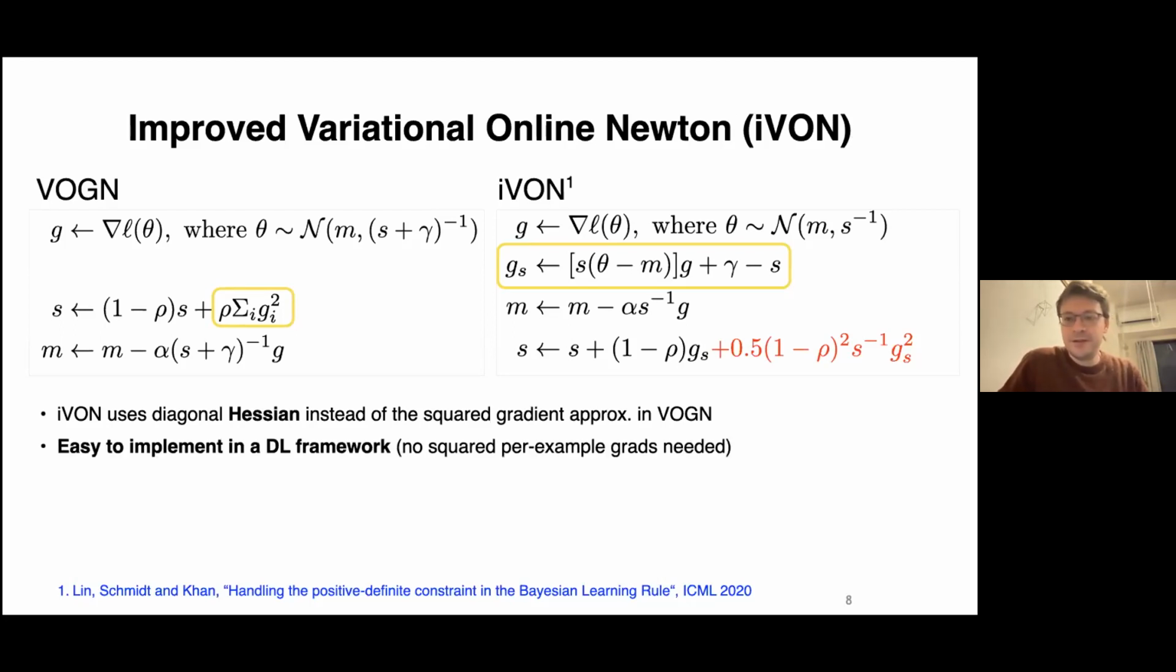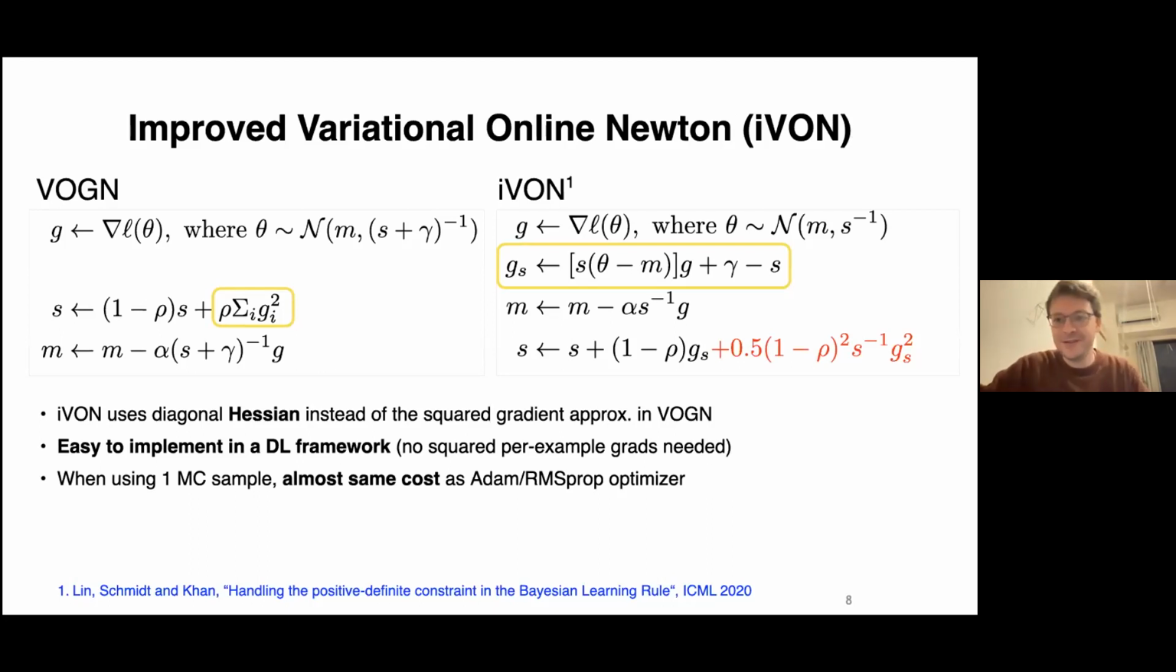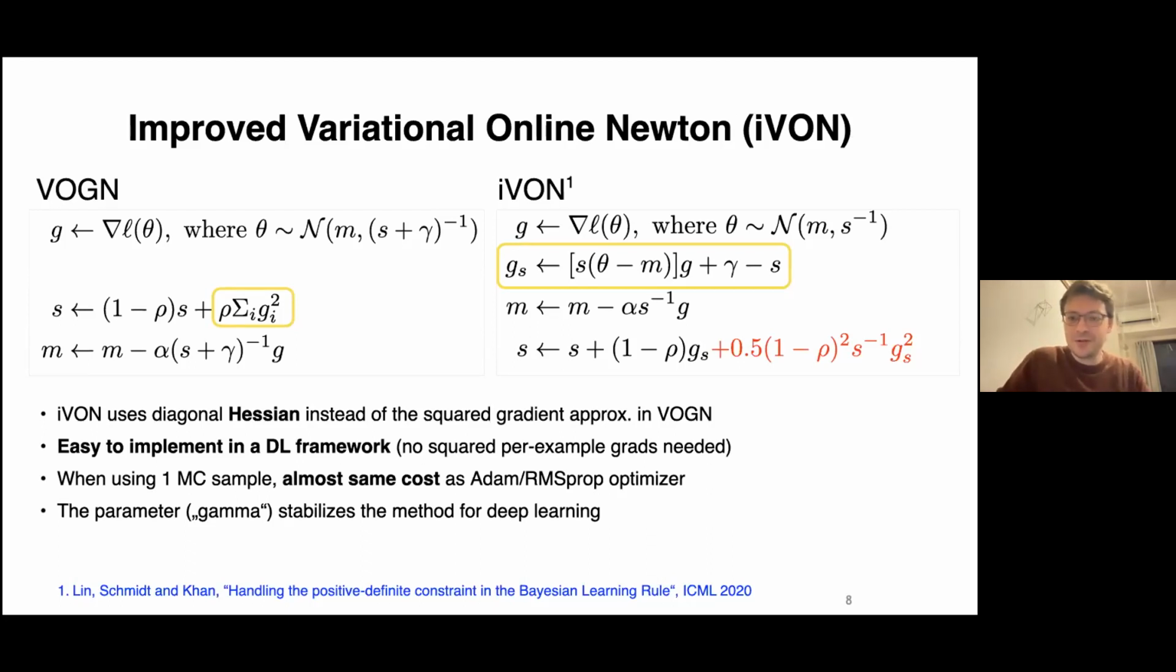It's easy to implement in a deep learning framework. It's about as difficult to implement as Adam. And when using a single Monte Carlo sample to sample the parameters, it has almost the same cost as the Adam optimizer. So there's basically no overhead compared to Adam, but one gets something which is a little bit Bayesian. And there's this gamma parameter, which I did not talk about, but it's some kind of damping or stabilization parameter, which makes the method more stable for deep learning, which we found to be quite crucial in practice.